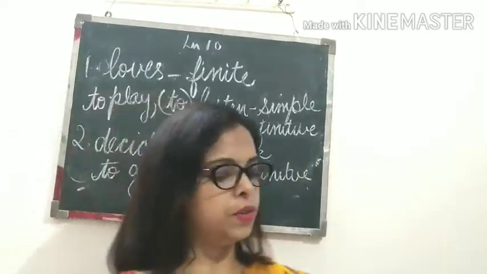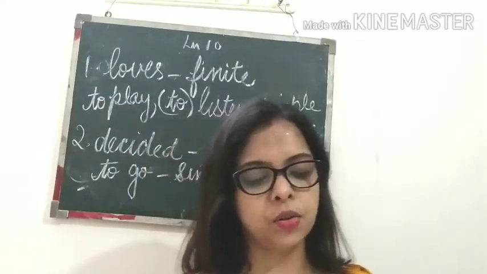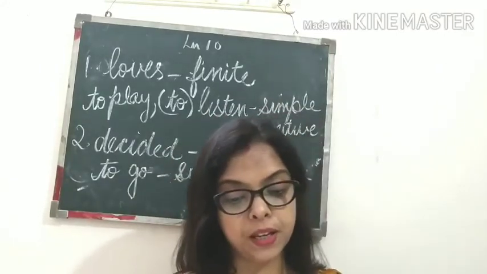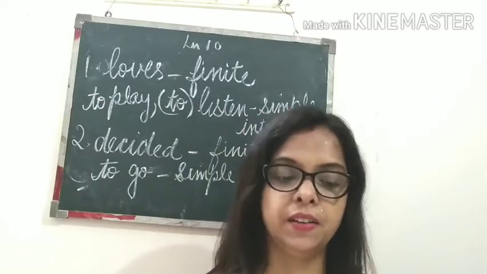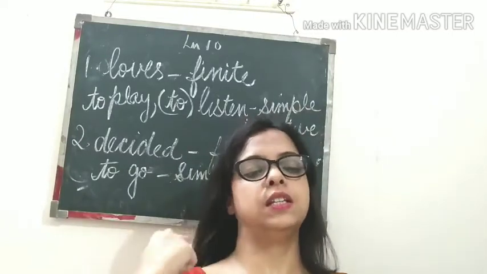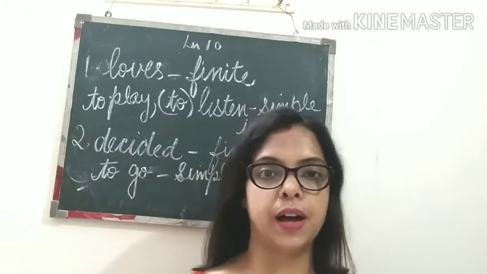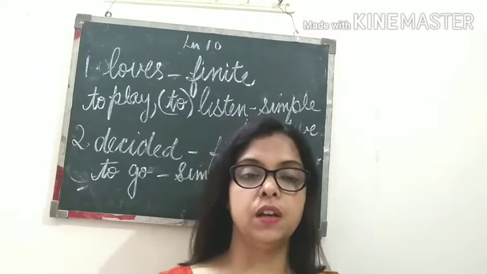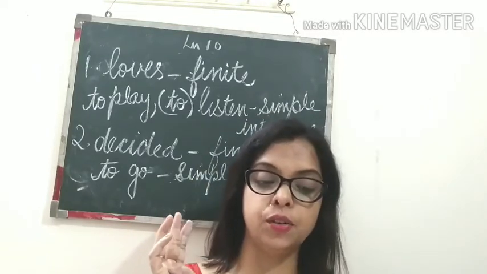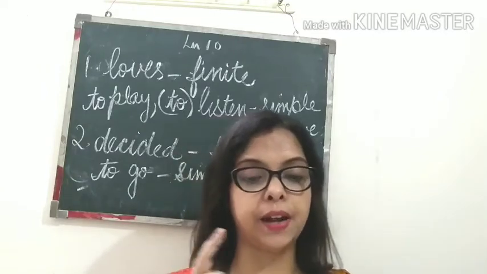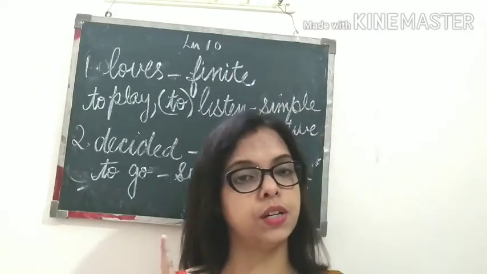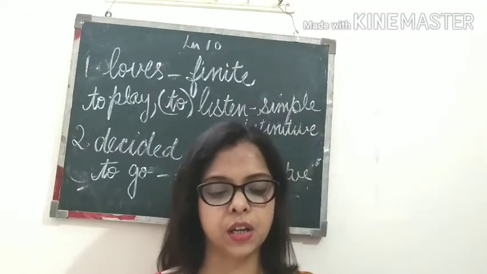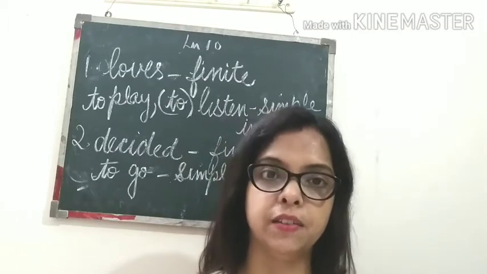Okay. Third one. We agreed to be friends and not to fight with one another. Agreed is a finite verb. To be and to fight are simple infinitives. There are two simple infinitives in this sentence, to be and to fight. If I say we will agree to be friends and not to fight, we had agreed to be friends and not to fight, see, to be and to fight is not changing. So it is a simple infinitive and is not showing any tense also. So agreed finite, to be, to fight, simple infinitives.